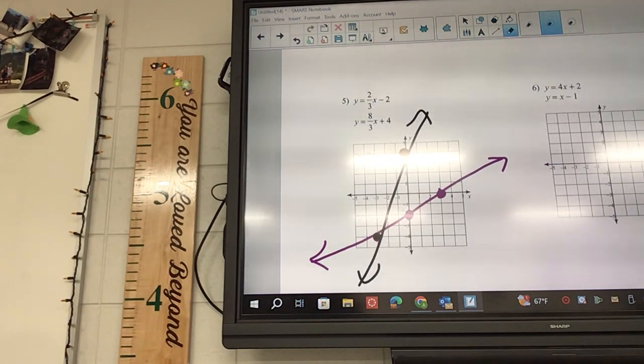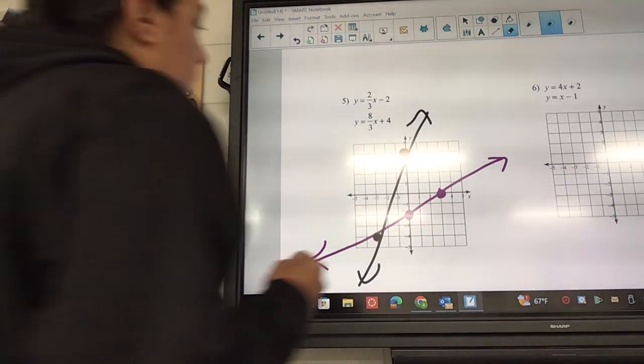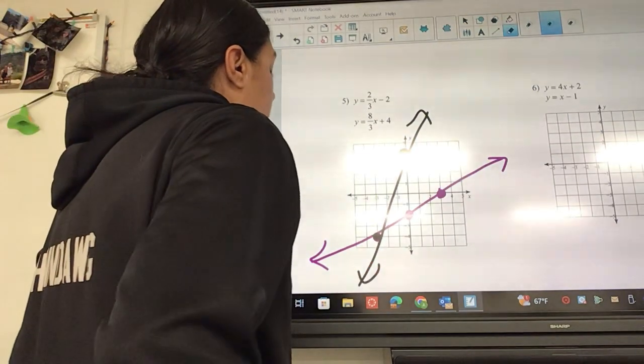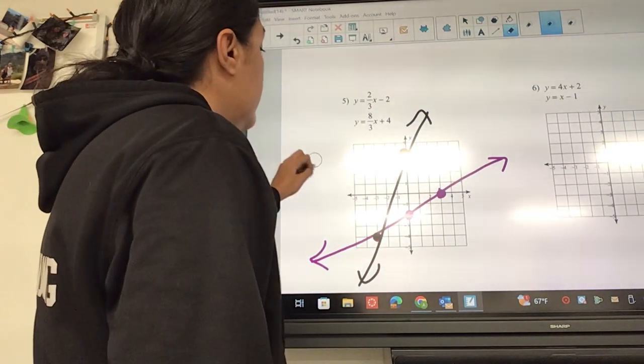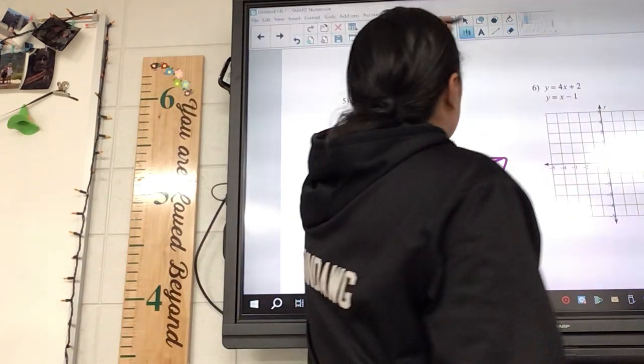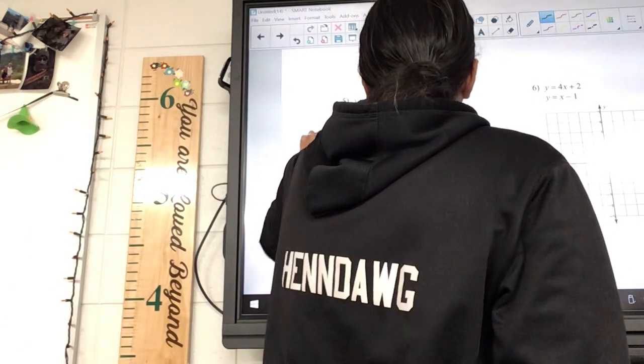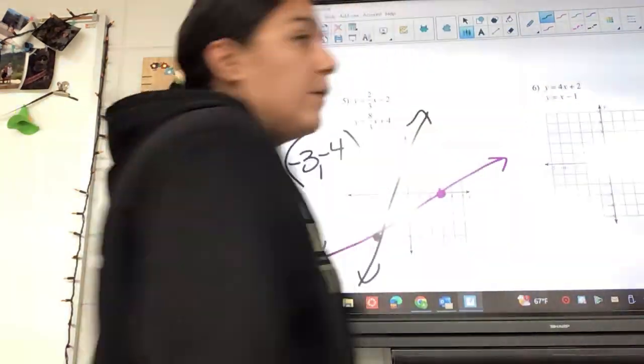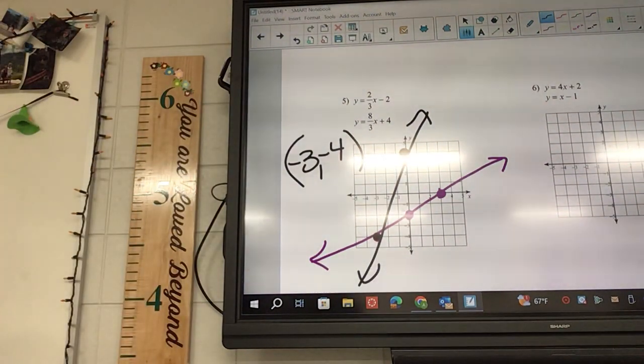What is that coordinate? Anybody? It's going to be -3, -4. Okay, the 3 has to go first. So -3, -4. Because we always look up and down, and then we look left and right.